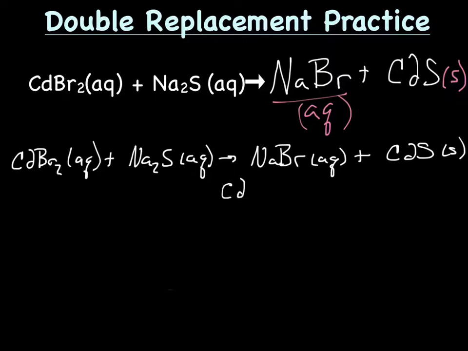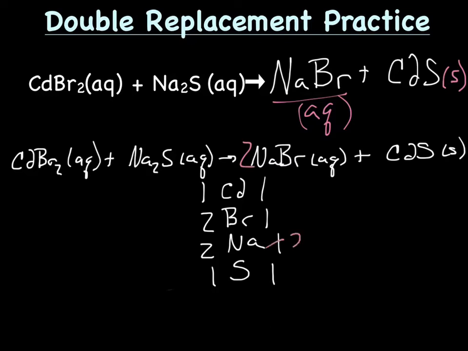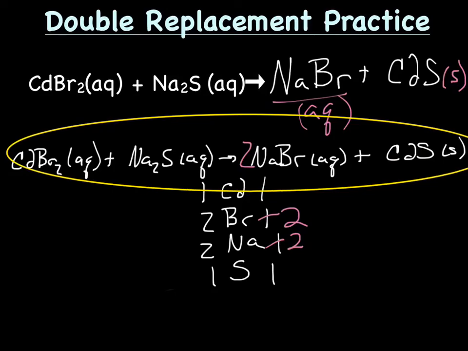So we have Cd, Br, Na, and S. On the reactant side, we have 1 cadmium and 1 on the product side. Bromines, on the reactant side we have 2 and 1 on the product side. Sodiums, we have 2 and 1. And sulfurs, 1 and 1. To balance it, cadmiums are good. Bromines, well, if I put a 2 right there, I now have 2 and 2. And that fixed it. So there's our answer. And that's it for today.